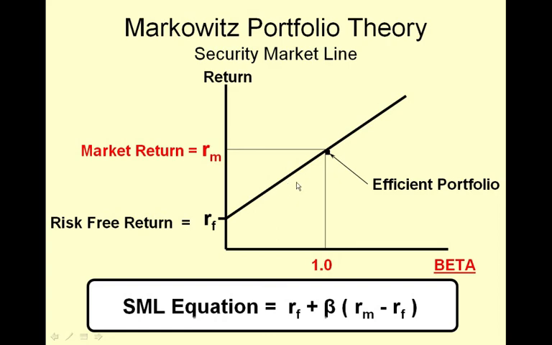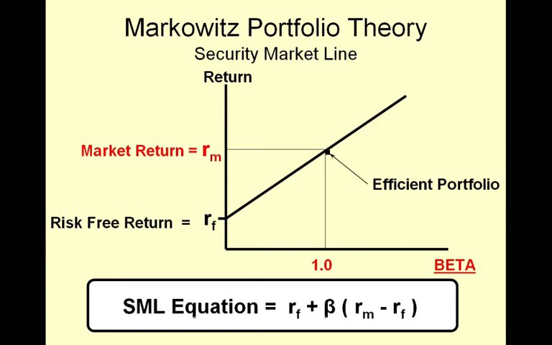The slope of the security market line is beta. Beta is also on this axis, indicating the degree of relative risk. So the investor is allowed to choose a combination of risk and return that's indicated by any point along this line. Moving up and to the right on this line increases risk and return, and moving down to the left on this line reduces risk and return.